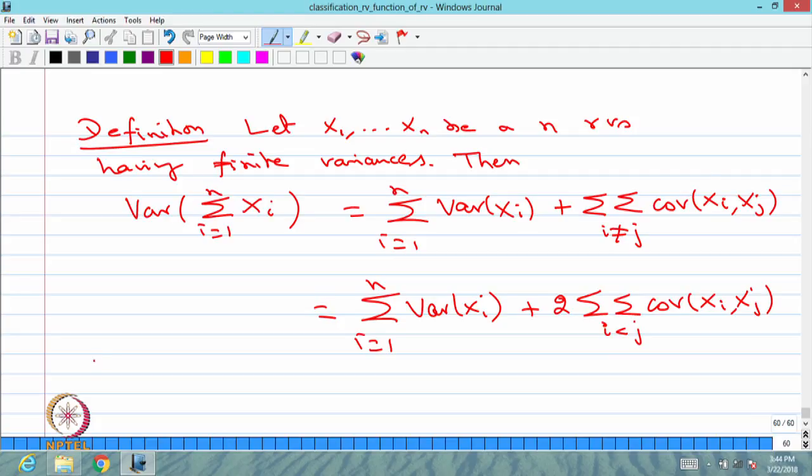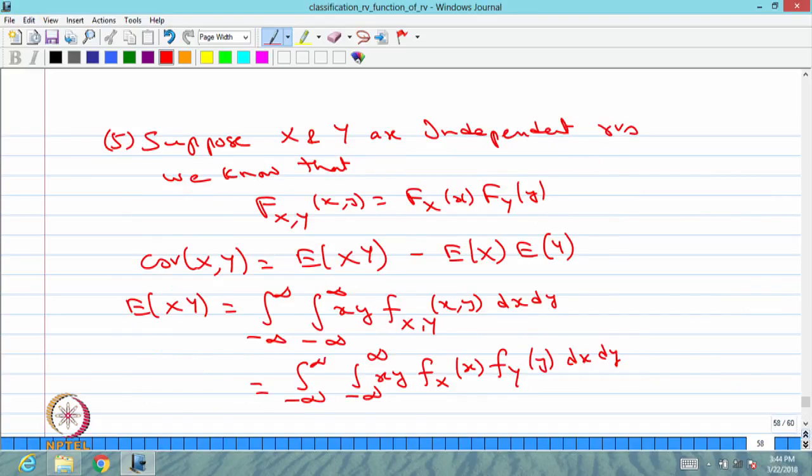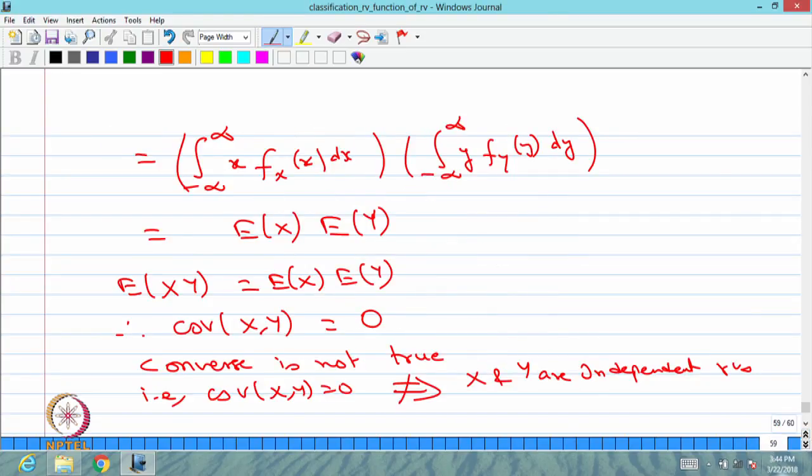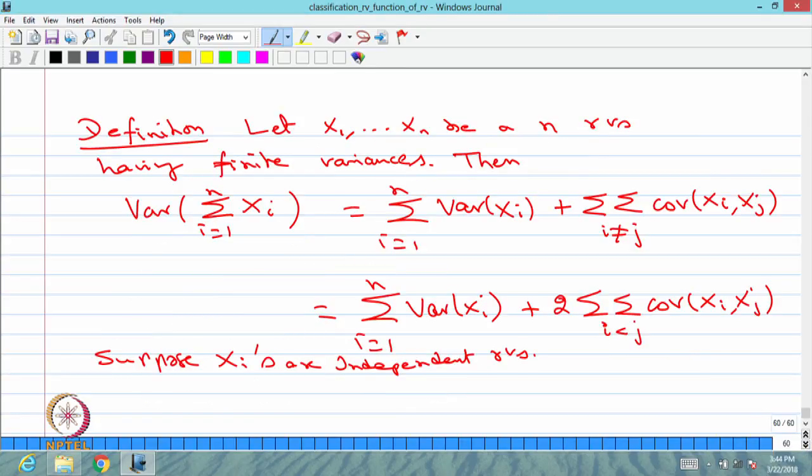Here also we can go for one special case. Suppose Xi's are independent random variables. When I say independent random variables, that means they are mutually independent random variables. In that case, we can use the previous result, that is result number 5. When any two random variables are independent, then the covariance is going to be 0. Therefore, the second summation whole thing won't come. Therefore, variance of sum of random variables is the same as sum of variance of individual random variables when Xi's are mutually independent random variables.